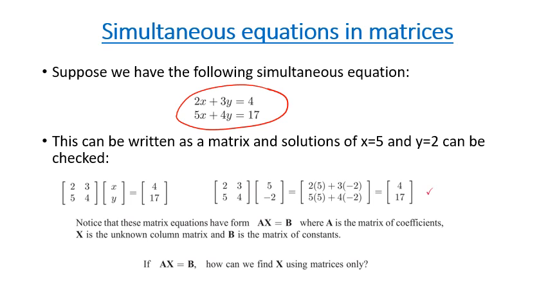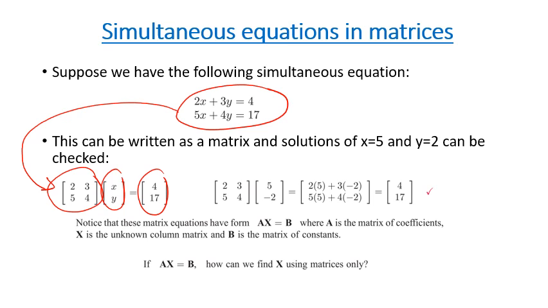Now, these simultaneous equations can be written as a matrix. So if we're going to use the same equations, we've got our 2, 3, 5, and 4 written as a 2 by 2 matrix. We've got our x and our y written as a 2 by 1 matrix here, and we've got our answer as a 2 by 1 matrix, 4 and 14.